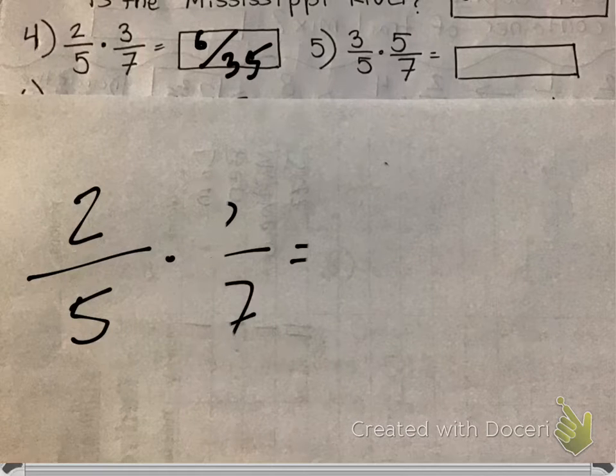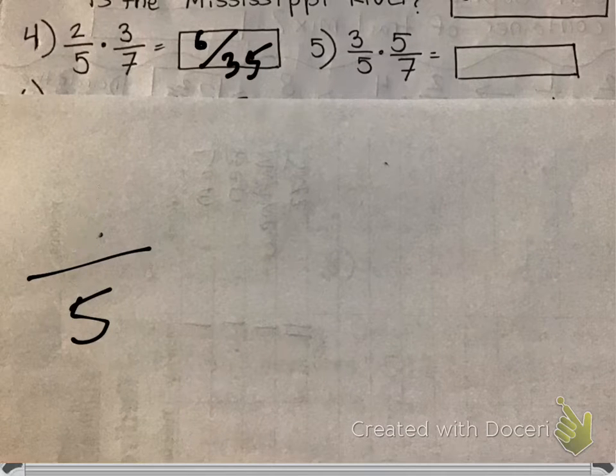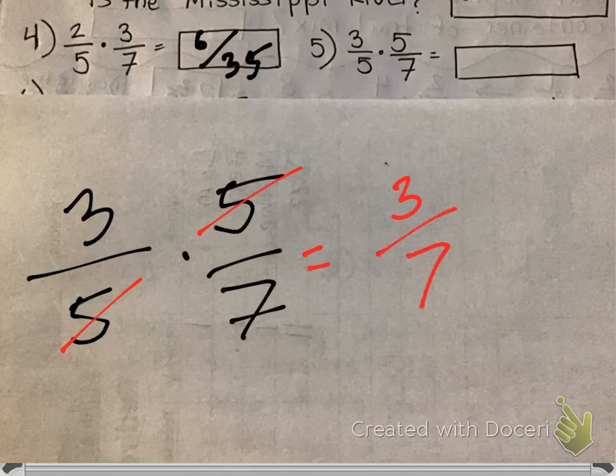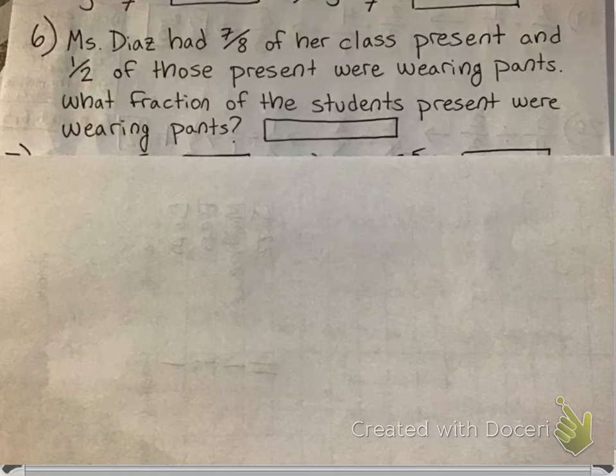Exactly. Now our next problem. We have 3/5 times 5/7. Am I able to cancel anything? Yes. What can I cancel out, Liam? The 5 and the 5. Boom, boom, they're gone. I get 3 times 1 over 1 times 7. I get 3/7. Super easy peasy lemon squeezy. Next one. Miss Diaz had 7/8 of her class present.